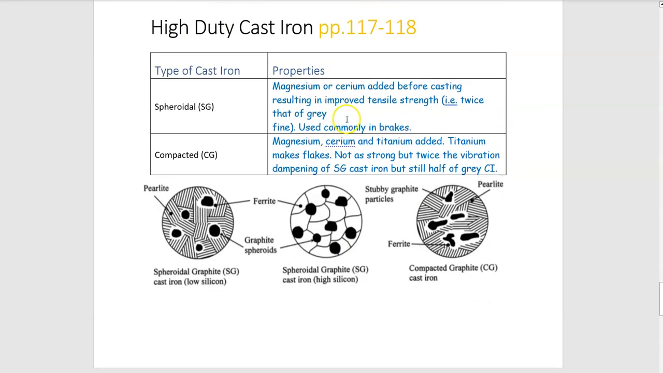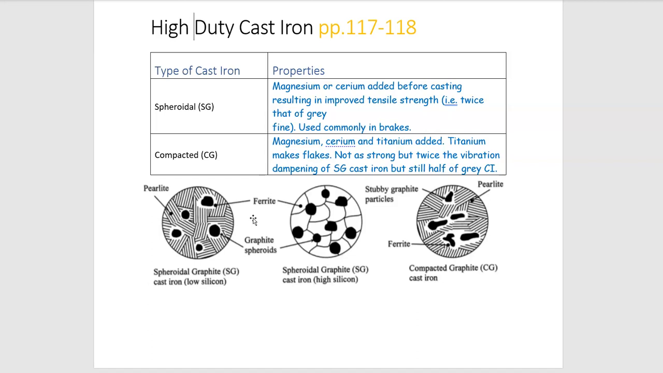Okay, then we have heavy-duty cast irons. There probably should be a hyphen there, but anyway, I'm not going to change it now. So we've got spheroidal and compacted. Spheroidal cast iron has two different kinds, high and low carbon. It's that same concept. We either have pearlite or ferrite, depending on how much carbon we're absorbing. To get spheroidal cast iron, we add magnesium, and what it does is give us improved tensile strength. It's twice that of grey cast iron. It's commonly used in brakes.